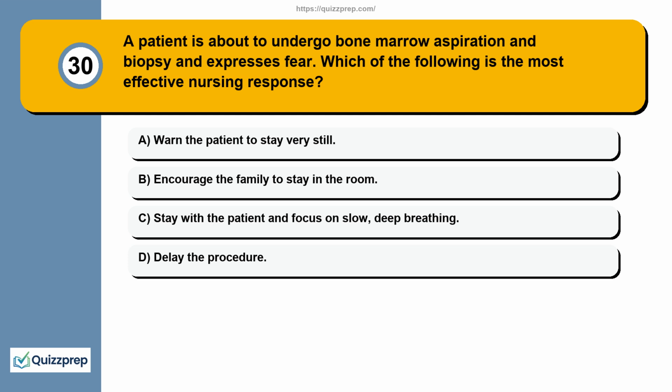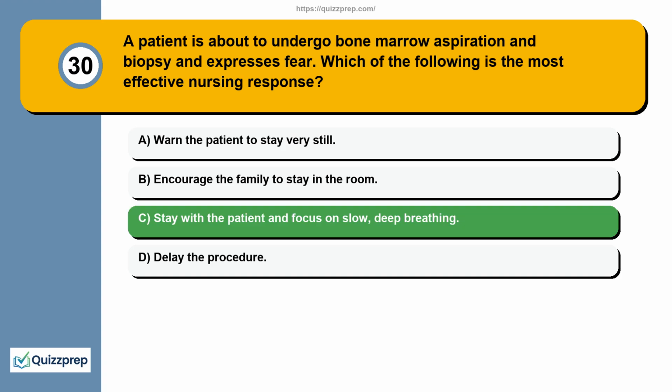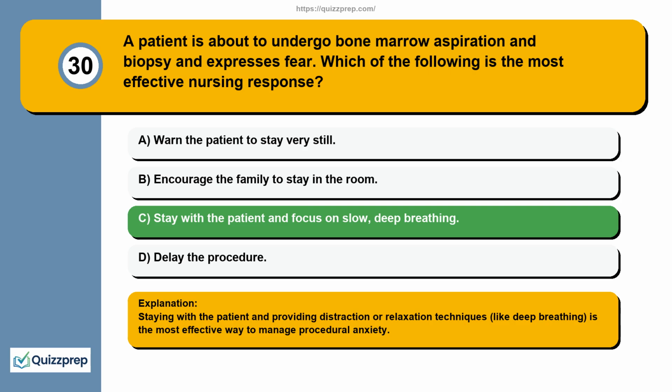Question 30. A patient is about to undergo bone marrow aspiration and biopsy and expresses fear. Which of the following is the most effective nursing response? Warn the patient to stay very still. Encourage the family to stay in the room. Stay with the patient and focus on slow, deep breathing. Delay the procedure. Staying with the patient and providing distraction or relaxation techniques, like deep breathing, is the most effective way to manage procedural anxiety.